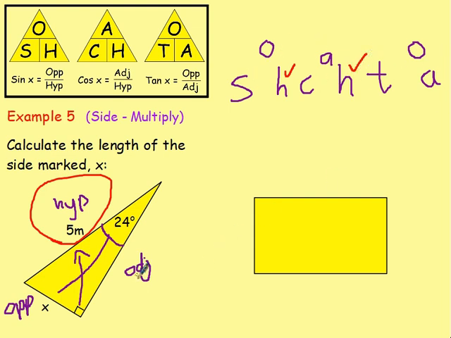After that, the adjacent. Do we know it? Nope. Do we want to find it? Nope. So we ignore the A for adjacent. The opposite. Do we know the opposite?